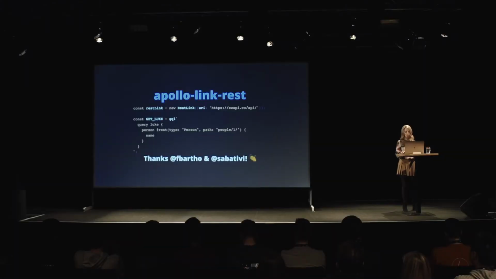And what Apollo Link REST allows you to do is query your REST endpoints with GraphQL without having to set up a GraphQL server yourself. And this is really great for front-end teams that don't control their back-end or for people who just want to experiment with GraphQL before committing to building a server. It works very similarly to state link. So instead of a client directive, you have a REST directive, which allows you to pass in the path and then the name of the type.